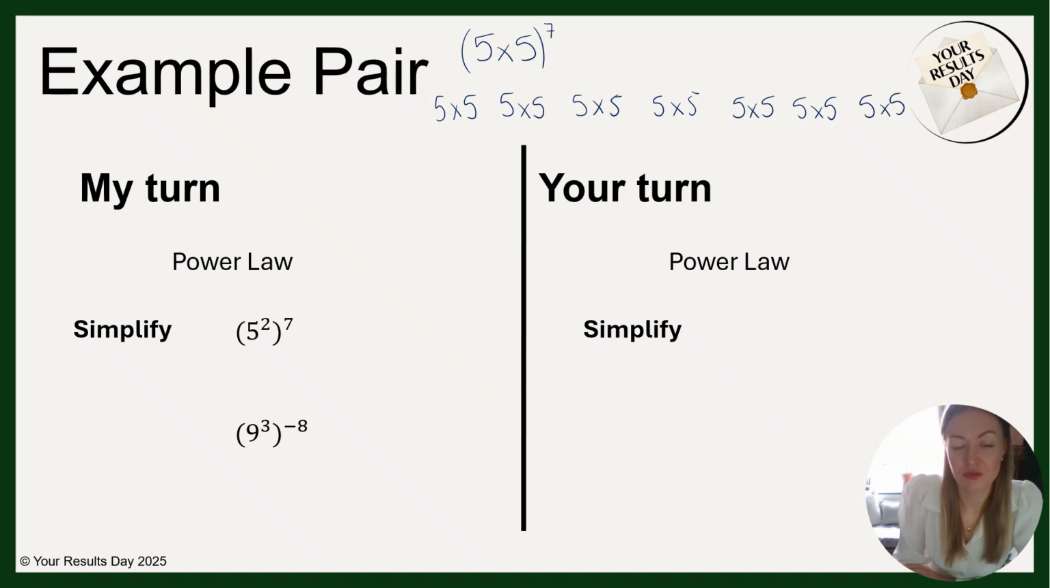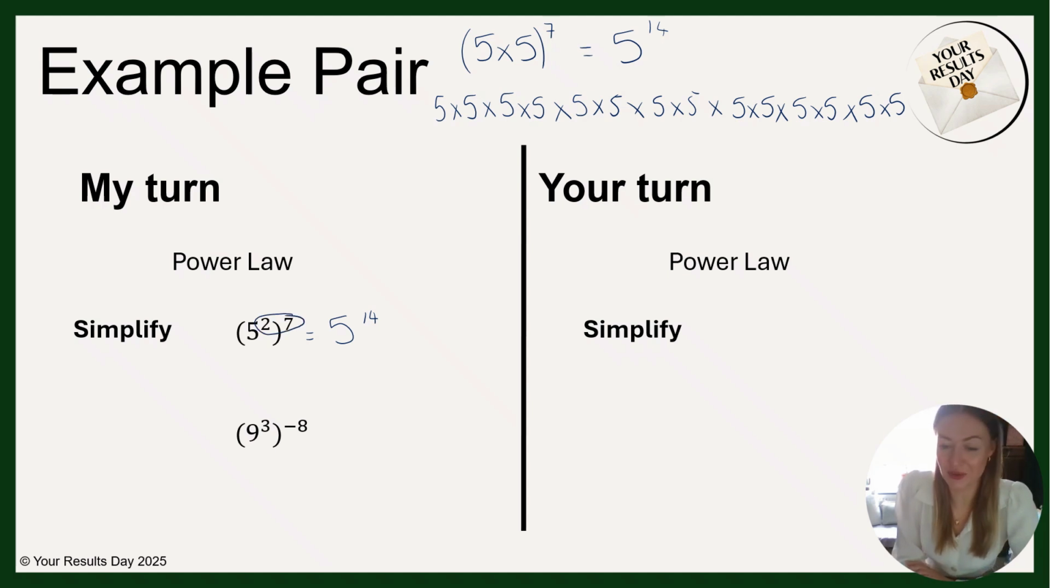So this is 5 times 5 to the power of 7. So I'm timesing it all by itself 7 times. So if I multiply all of these little 5 times 5s together, what I've actually got is 5 to the power of 1, 2, 3, 4, 5, 6, 7, 8, 9, 10, 11, 12, 13, 14. And looking at those values, you may be able to see a quicker way than writing all of that out like I did to get from the 2 and the 7 to 14.